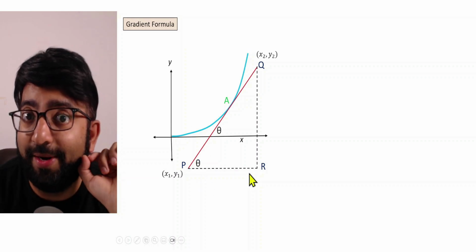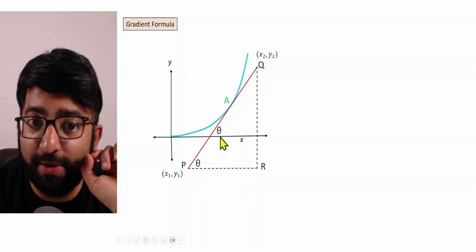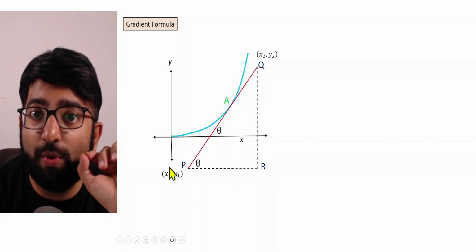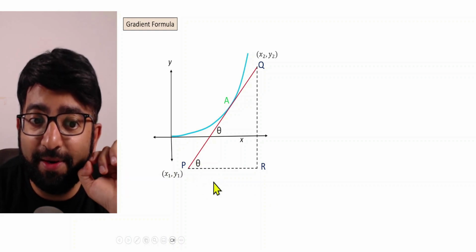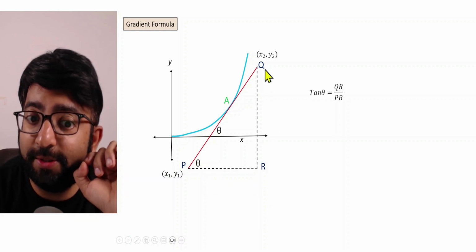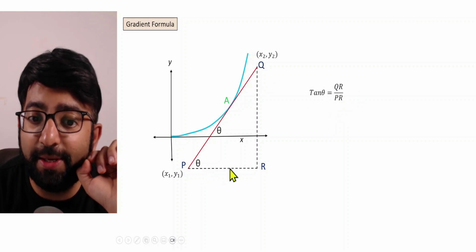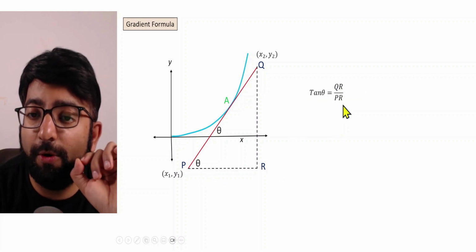Now, since we are supposed to find the tan of this angle, consider this right angle triangle PQR. Tan theta, remember, is opposite upon base. So we will write tan theta will be equal to opposite is QR and the base is PR. So tan theta is QR upon PR.